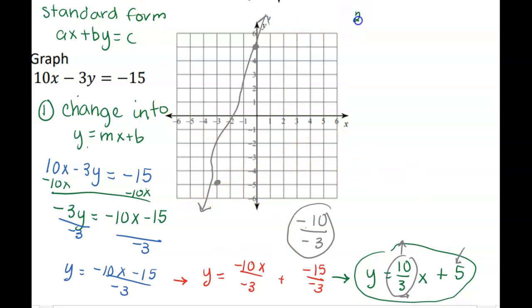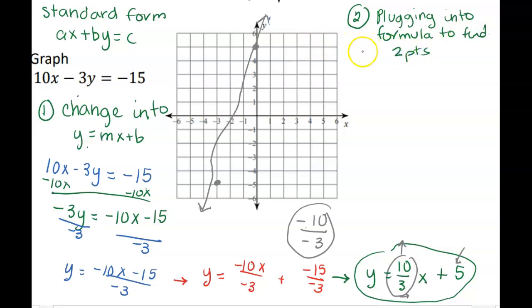All right, another way you could do this is by just plugging into the formula to find 2 points. Okay. Now the easiest way to do this is to do the x and the y-intercept. You don't have to. You can find any 2 points, but it's easier because we get some things cancel out.